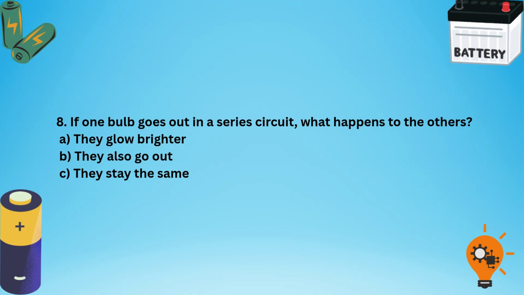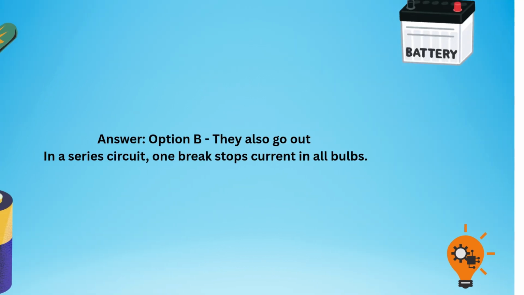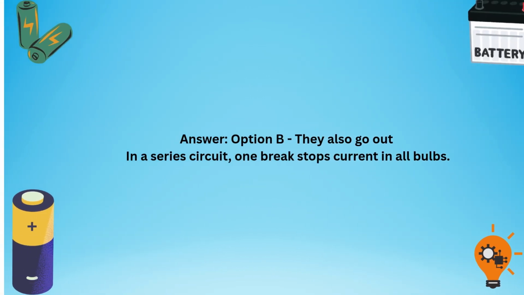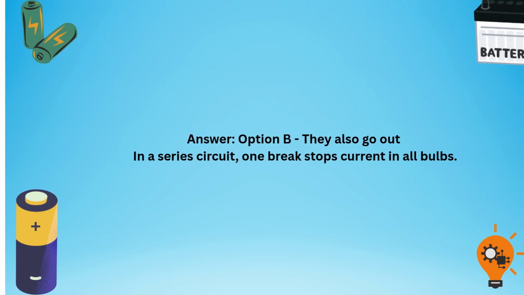If one bulb does not glow in a series circuit, what happens to the other? They glow brighter, they also go out, they stay the same. In a series circuit, one break stops current in all bulbs.